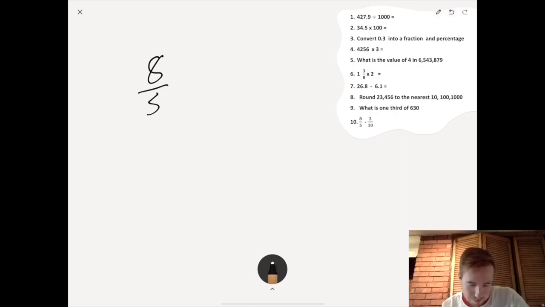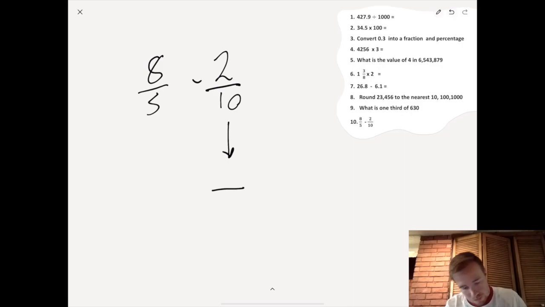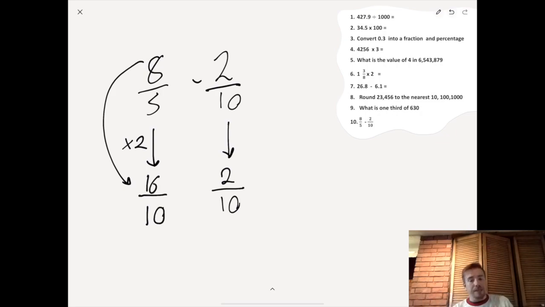Subtract 2/10. Okay, so I'll follow the layout that we've been doing this year. So we're going to pull both of them down. That one can stay as 2/10, but this one needs to change. So we're going to have to multiply both by 2. So fifths to tenths, you multiply by 2. But that means that 8 must be multiplied by 2 as well, which is 16. And they stay equivalent then.